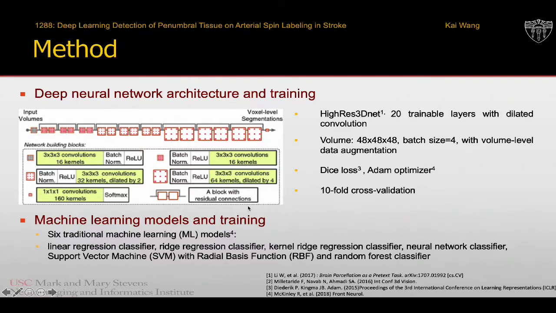This is the structure of the deep neural network we used. It's a high-res 3D net with 20 trainable layers and dilated convolution. The volume size is 48 by 48 by 48. Batch size is 4 with volume level data augmentation. We used dice loss and Adam optimizer, and tenfold cross-validation was used. To provide a benchmark for performance assessment, 6 traditional machine learning models were also trained, and the performance of the deep learning model and the machine learning models were compared.